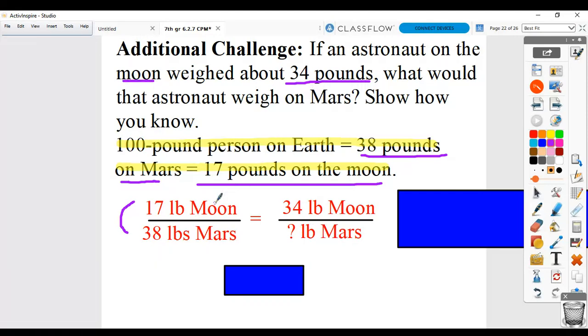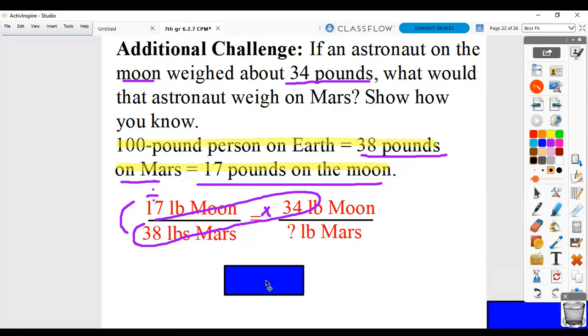So how much he weighs on the moon, how much he weighs on the moon, these two need to be aligned. And again, you could do your cross products. So 38 times 34, multiply diagonally across, divide by the third value. And you end up getting 76 pounds.